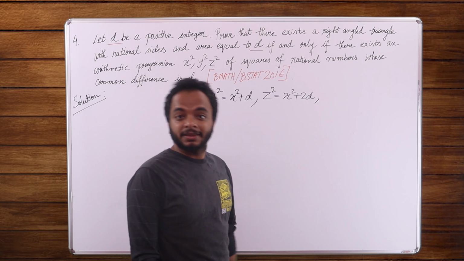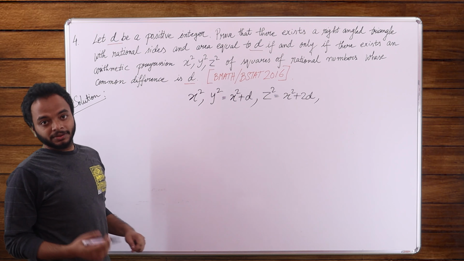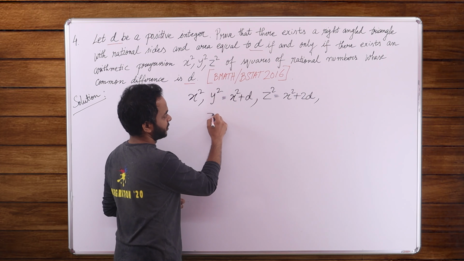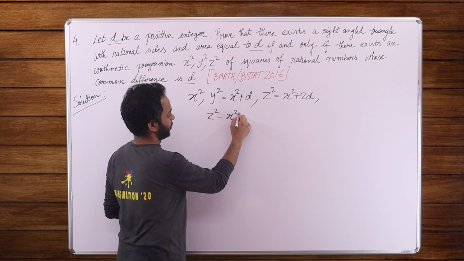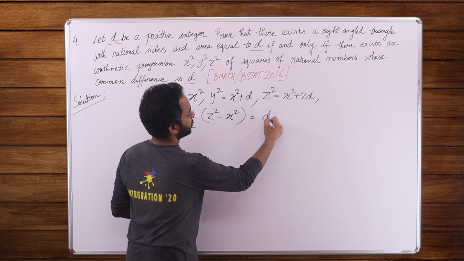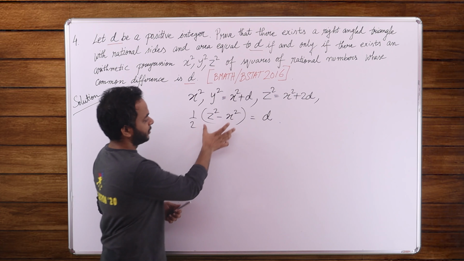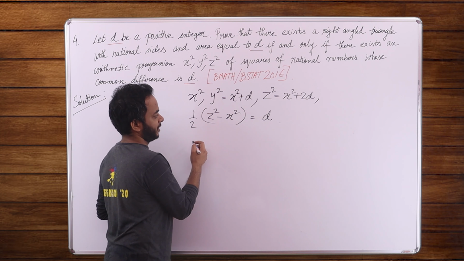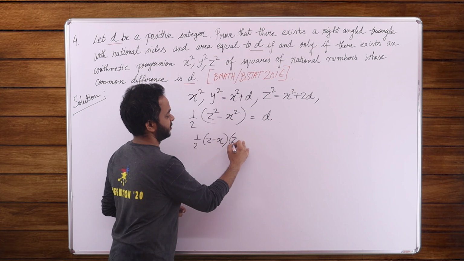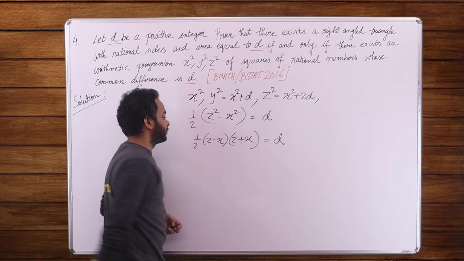So this is the given information. This is given to me, and as I told you in hint 1, consider this: z square minus x square, half, equals d. Now let's factorize this. So this is half times z minus x times z plus x, and that's equal to d.